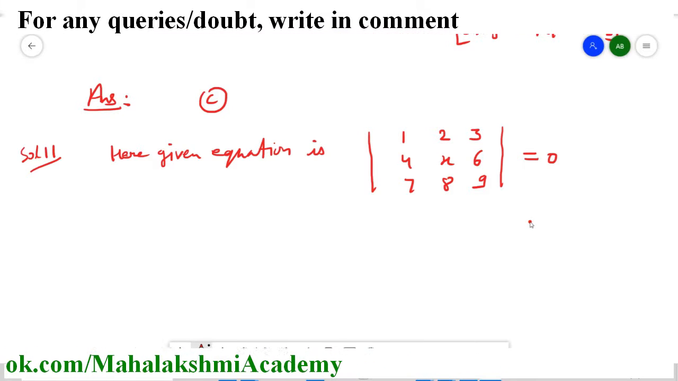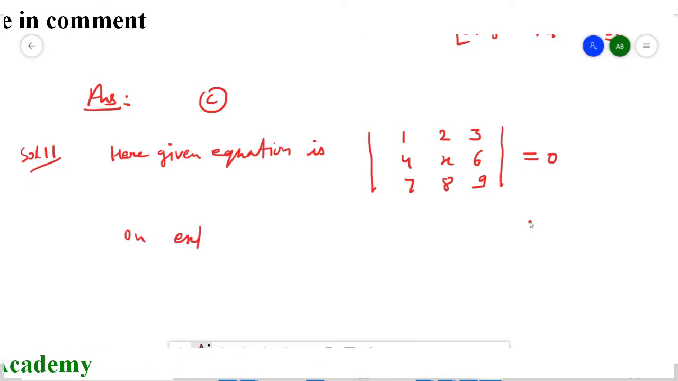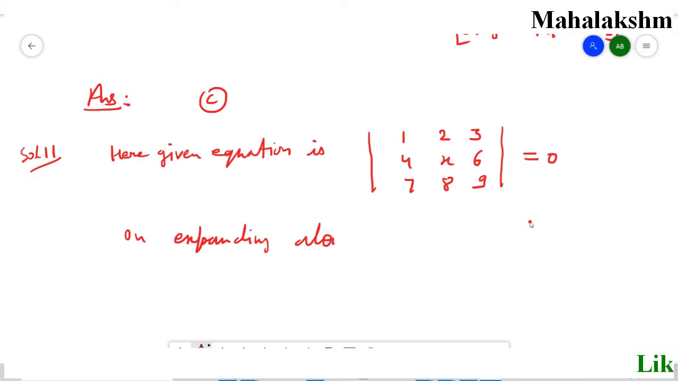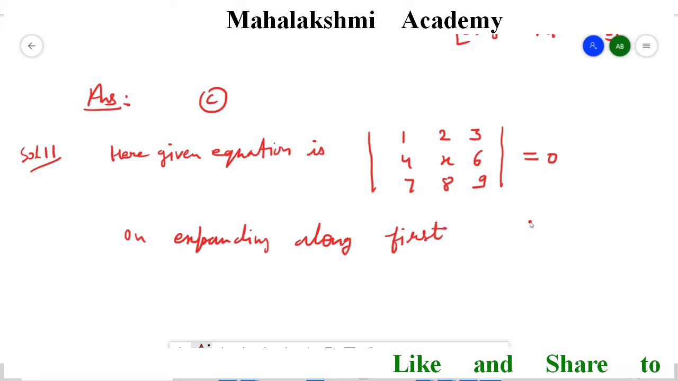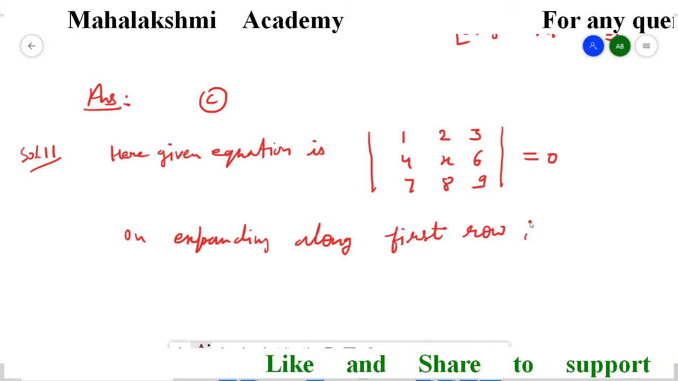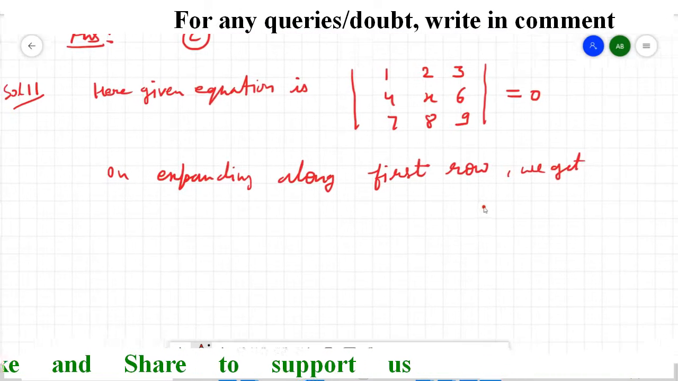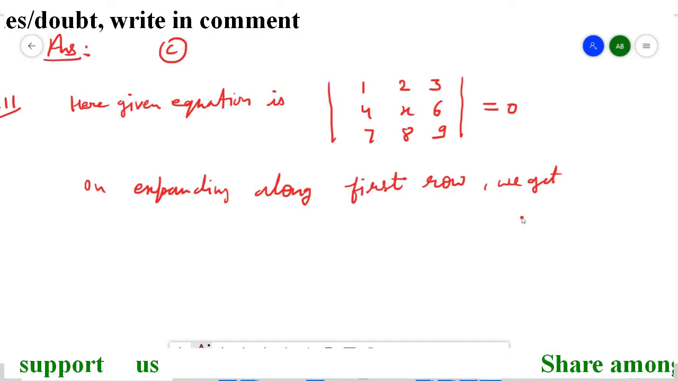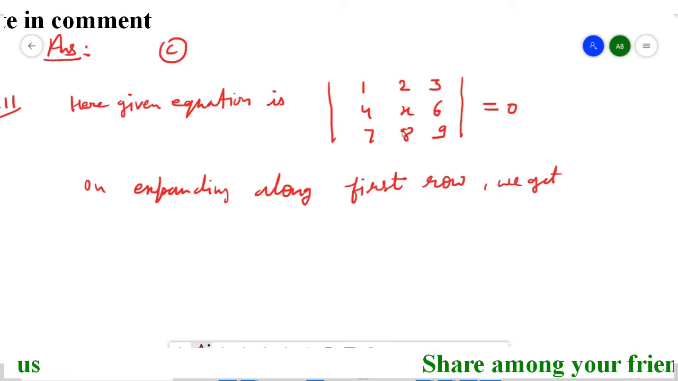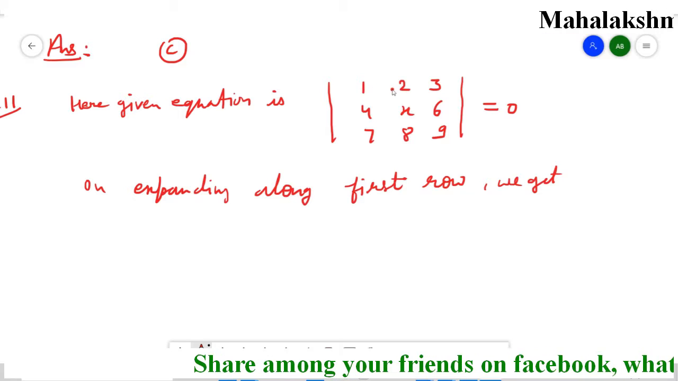So I am just expanding along the first row. We write here: expanding along first row. You can expand along any row and any column. The thing is the cofactors you have to write down properly. So first row, so what are the elements here? 1, 2 and 3. So first positive sign, then the negative sign, and then positive sign.